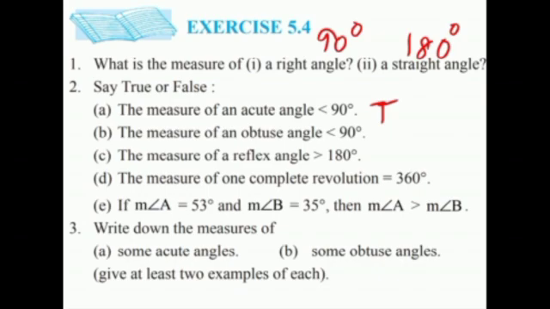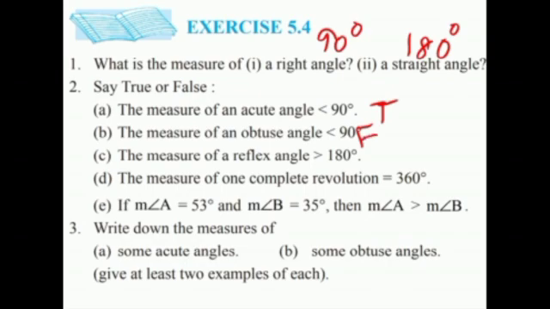Now, see the B part of the question. Say true or false. The measure of an obtuse angle is less than 90 degrees. No, the measure of an acute angle only is less than 90 degrees. So, this statement is false.